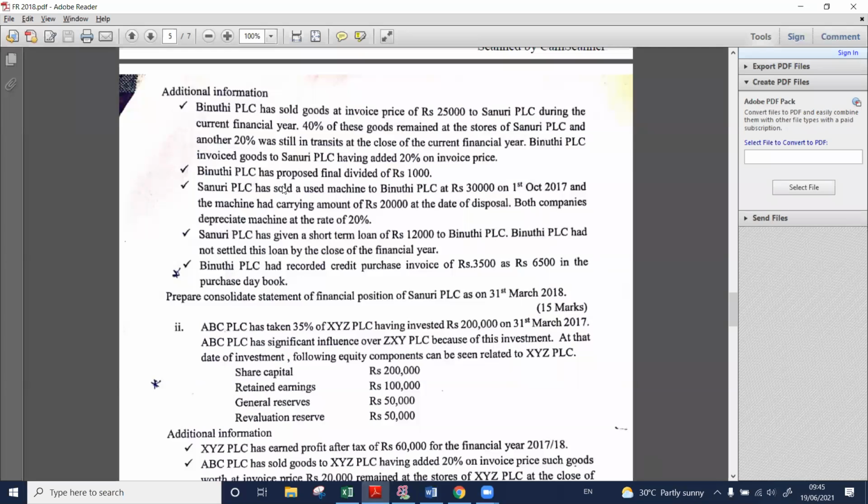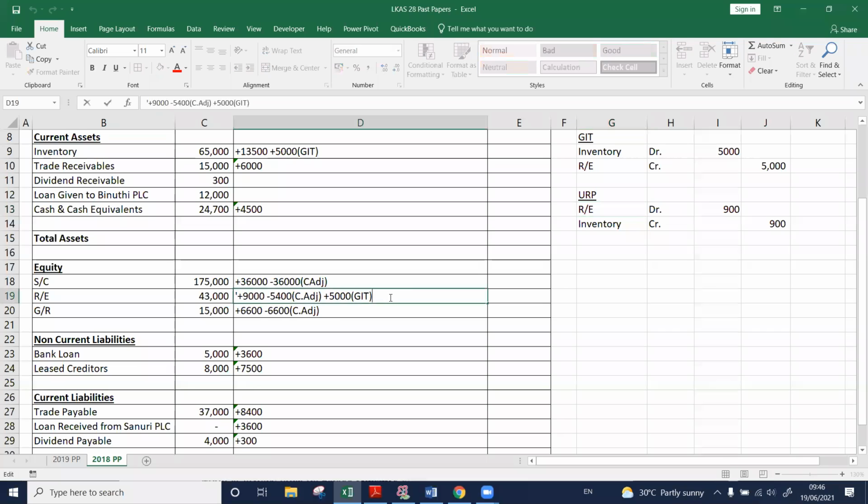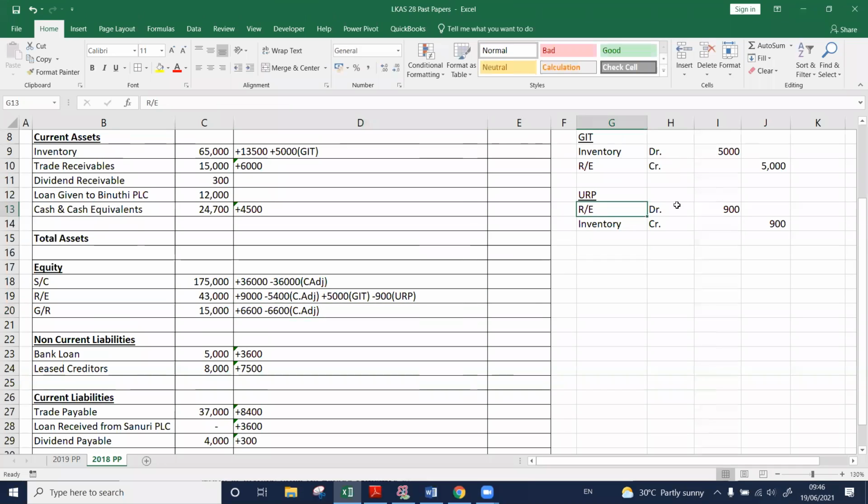Retained earnings debit, inventory credit. Yes, right? Retained earnings debit, inventory account credit. Retained earnings debit 900. This is unrealized profit. We debited the retained earnings account. And we need to credit it to the inventory account.